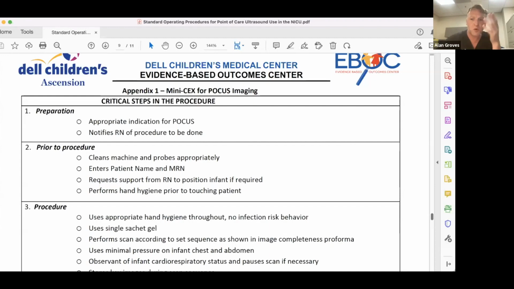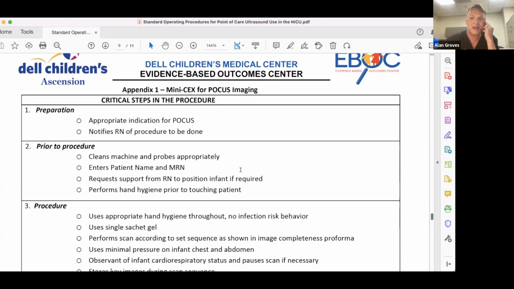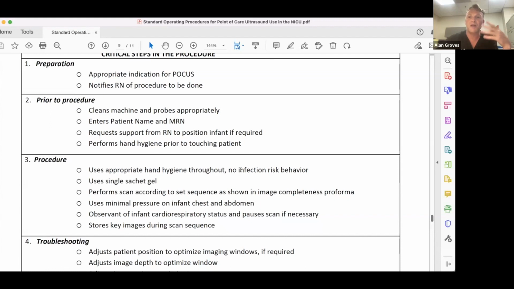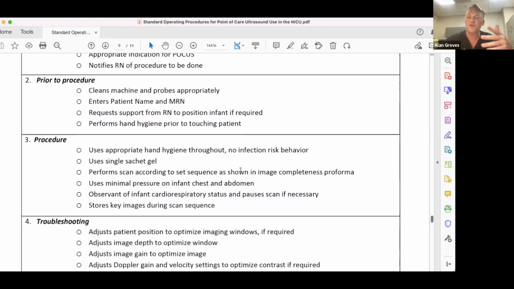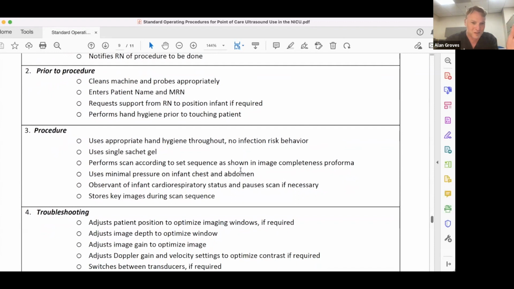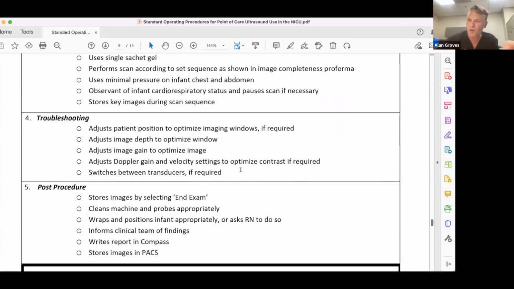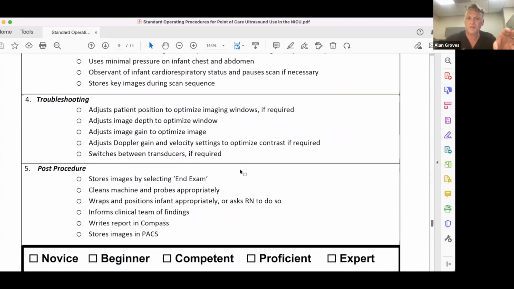One thing I also have imported from the European training structure for this is the mini CEX, a mini case-based examination essentially. Whenever our trainees or practitioners have finished the appropriate number of scans and done the appropriate number of didactics, we also do a directly observed scan with them where we make sure that, as you can see on the screen here, they've come up with the correct indication for the POCUS. They've done all the things in terms of sterilization, being gentle with the baby, looking out for cardiorespiratory status, all the things around the scan, as well as the actual components of the scan itself.